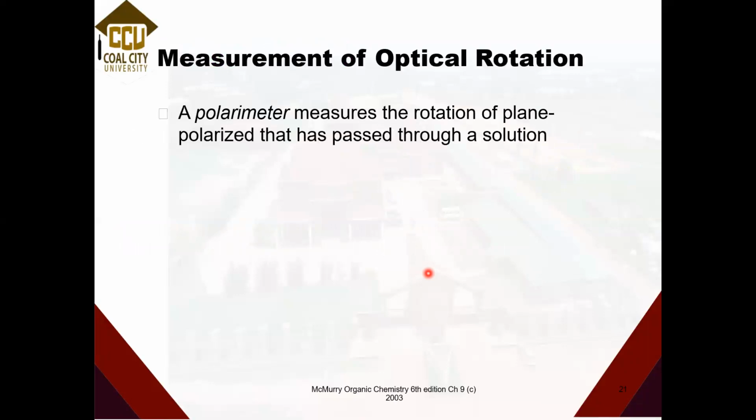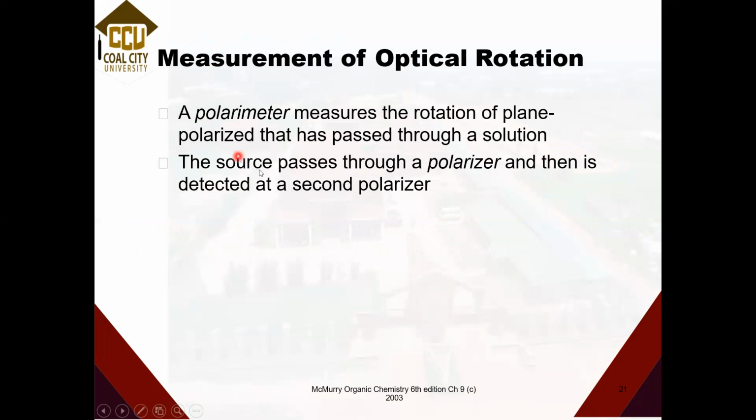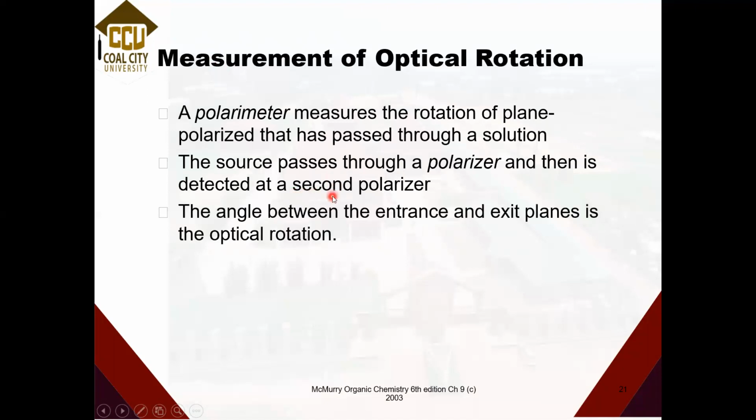A polarimeter measures the rotation of plane polarized light that has passed through a solution. Don't forget, I said we measure the rotation of plane polarized light using a polarimeter. The source passes through a polarizer and then is detected at a second polarizer. We shall see that in an image very soon. The angle between the entrance and the exit plane is the optical rotation.